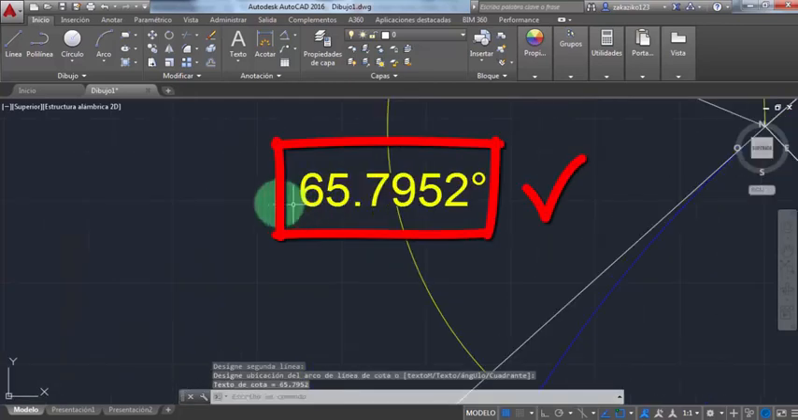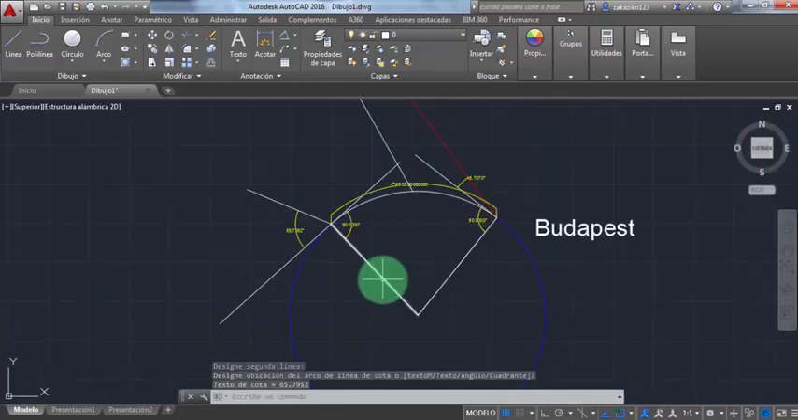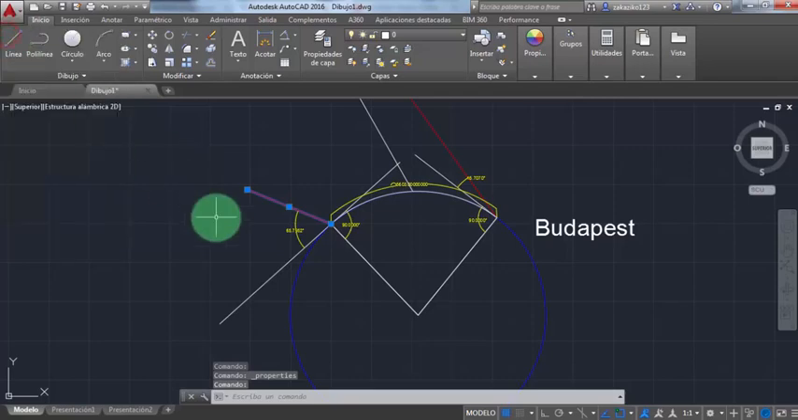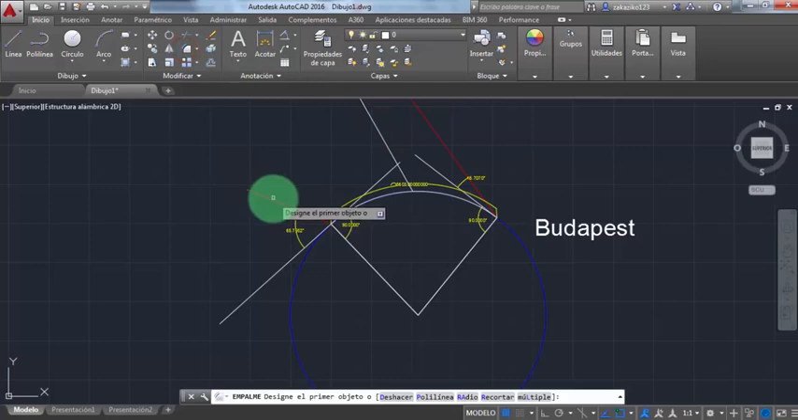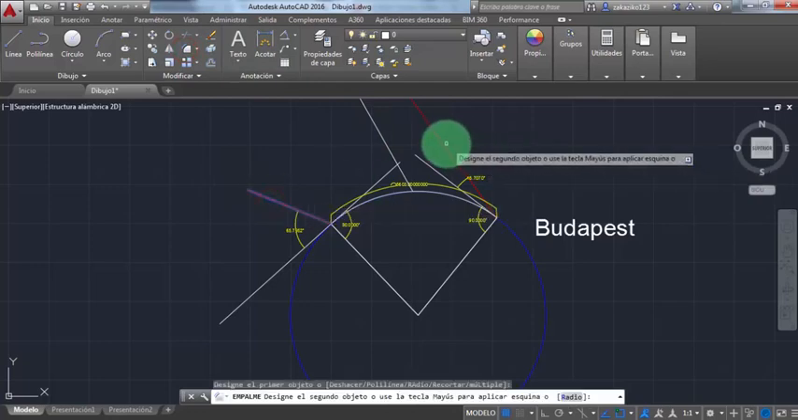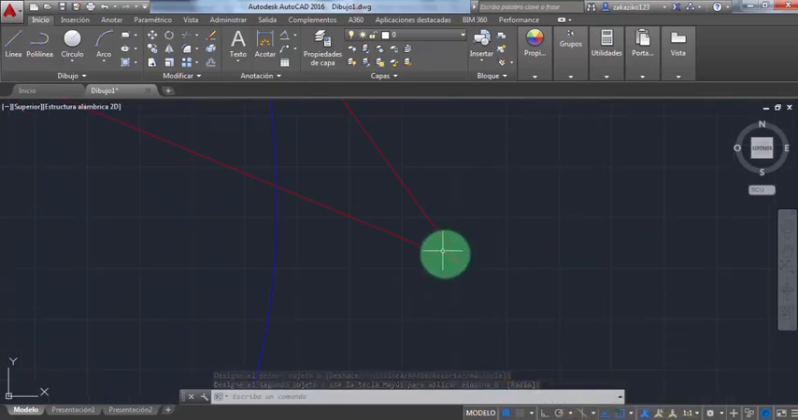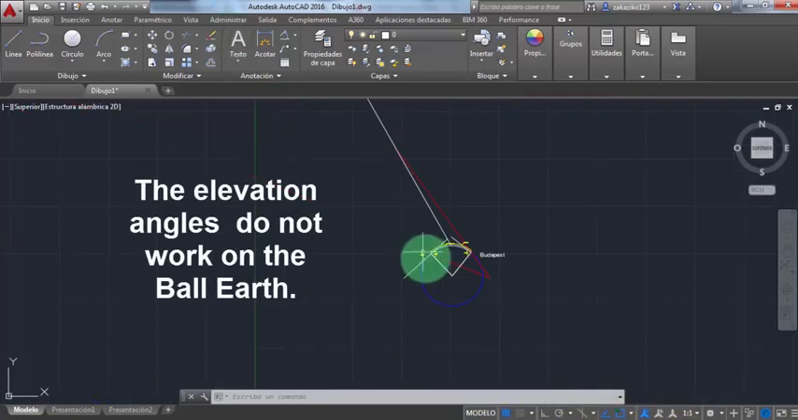There you go, 65 degrees to the south. Now let me change the color to red. Now let's see where these lines cross paths. So the sun should be here. Does that make sense? The elevation angles do not work on the ball Earth.